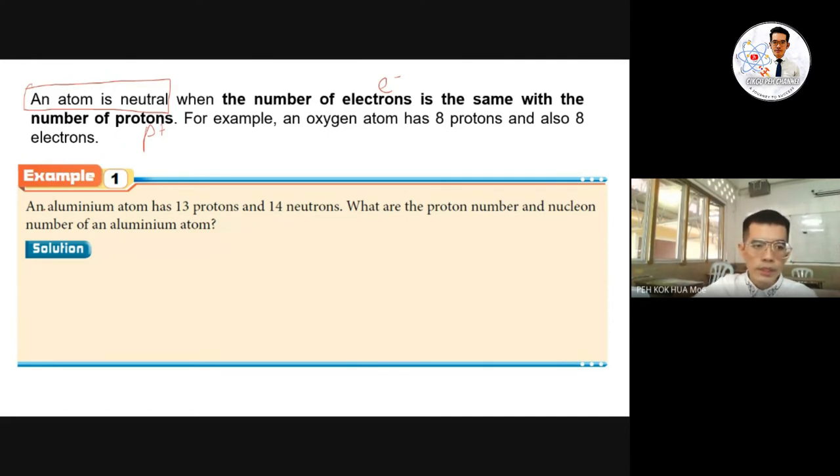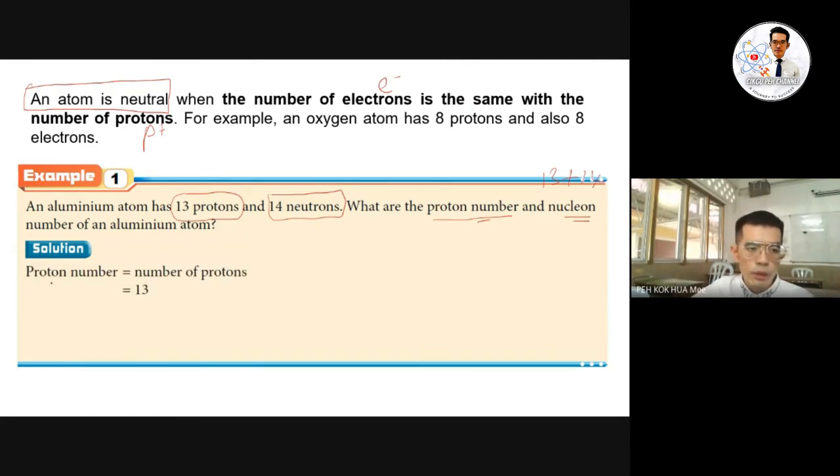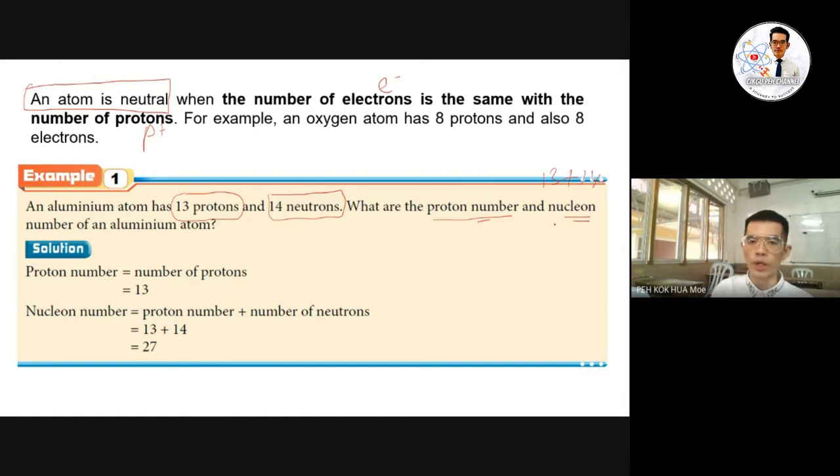Another example: an aluminium atom with 13 protons and 14 neutrons. What is the proton number? The proton number will be 13, and the neutron number will be 13 plus 14, which gives 27. Here is the solution: proton number equals number of protons, which is 13. Neutron number is the addition of the proton number and neutron number, so 13 plus 14 gives 27. I think it's quite easy, right?